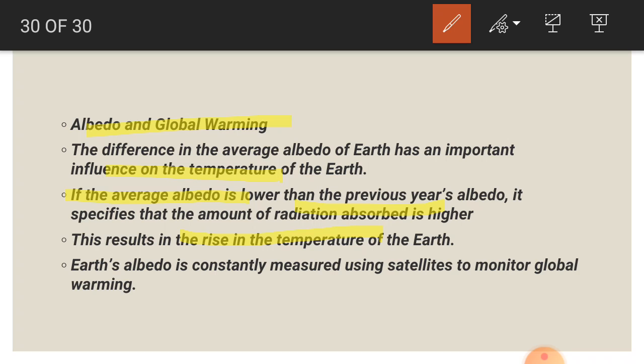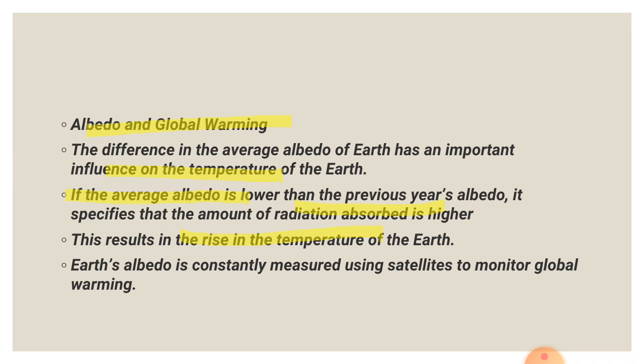Earth's albedo is constantly measured using satellites to monitor global warming. So this climatological phenomenon helps us know whether the temperature of the earth will increase or decrease.